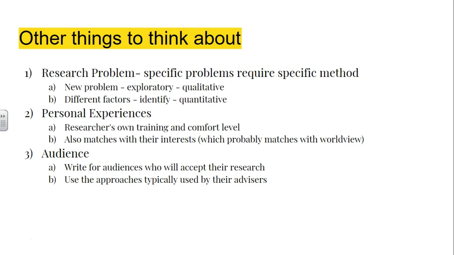And finally, look at the audience you are writing for. Write for an audience that's going to accept the research you are doing. Don't be writing about designing bridges when you're writing for first graders. It's simply not going to work. Okay, make sure you understand your audience and you're writing to your audience, and use approaches that are typically used by their advisors. So if you're going to be writing to someone who likes qualitative data using the pragmatic worldview, you should probably be writing something using qualitative data with the pragmatic worldview. Make sure you're using the same kind of worldview and way of looking at something as the audience you are writing for.